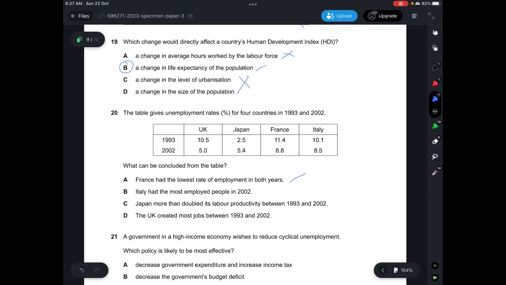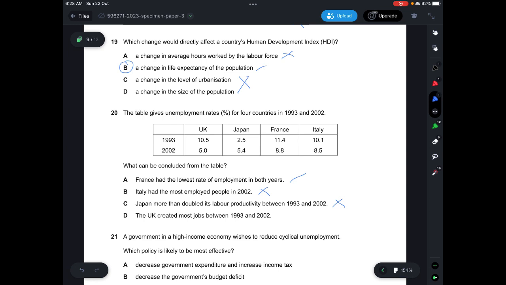But let's look at the other 3 options here. B, it says Italy had the most employed people in 2002. This is incorrect because, first of all, the unemployment rate is at 8.5%. France is at 8.8, whereas UK and Japan are both lower than Italy and France. Therefore, this is not the answer. And C says Japan more than doubled its labor productivity between 1993 and 2002. Incorrect. If it doubled its labor productivity between 1993 and 2002, the unemployment rate wouldn't be from 2.5 to 5.4. Okay, so yeah. D, the UK created most jobs between 1993 and 2002.